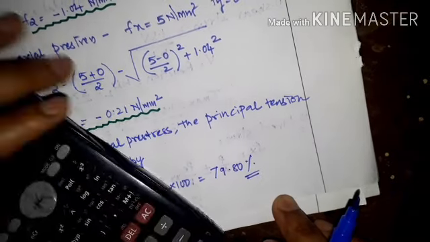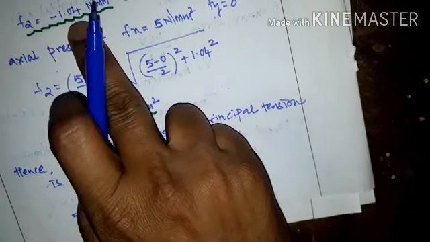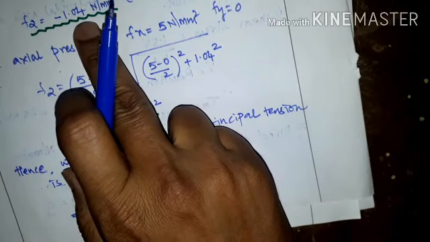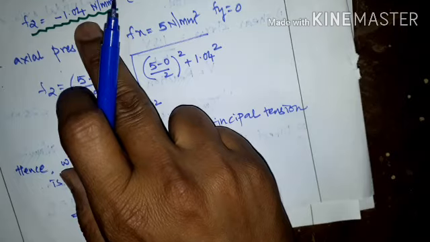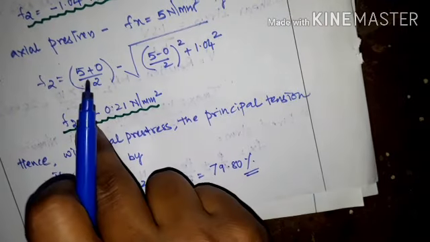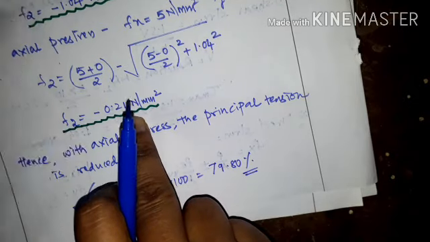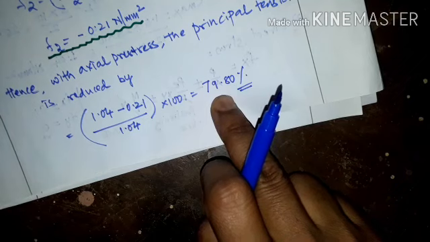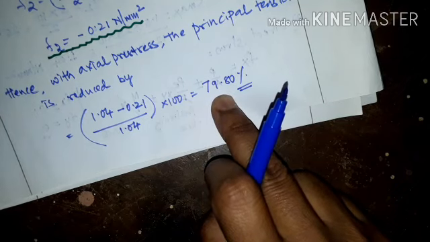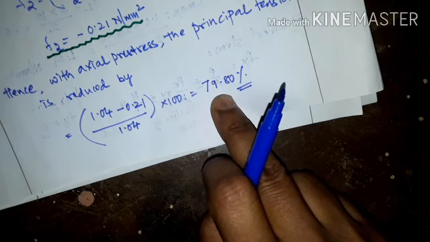So what I can conclude here: because there is no axial pre-stress, the shear developed in the concrete is 1.04, and with axial pre-stress the shear developed in the concrete is 0.21. So there is a percentage of reduction. How much is the reduction? The reduction is 79.8%. The concrete has to take that much less shear.